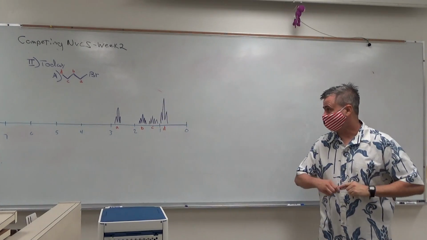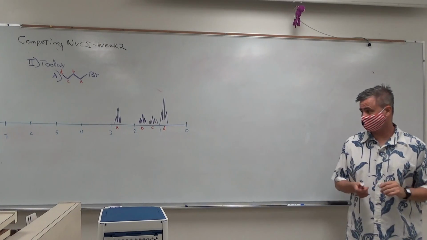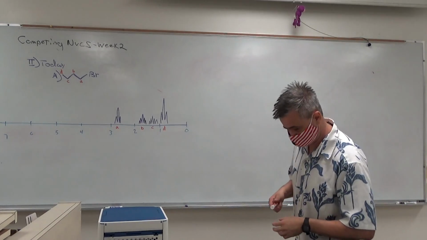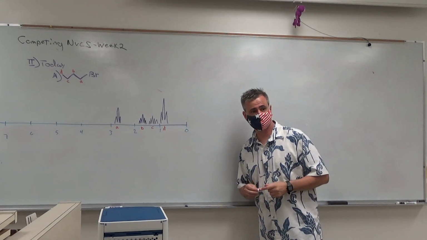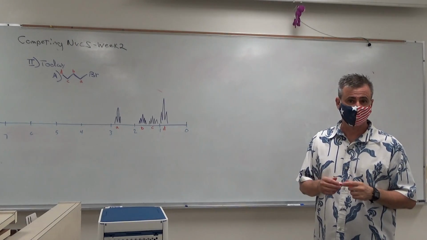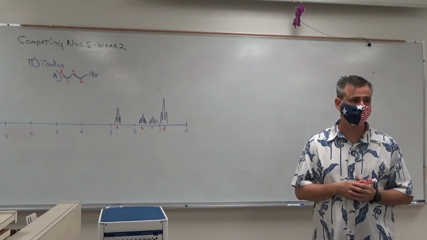Perfect. Now, I drew the A triplet a fair amount smaller than I did the D triplet. Okay? And it's not just because of my crappy artistic skills. It was on purpose. Why did I do that? Why did I make it small?